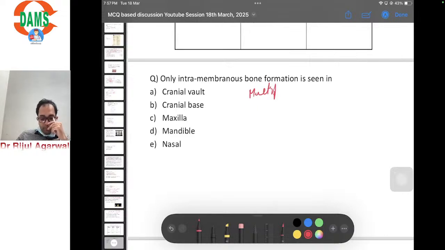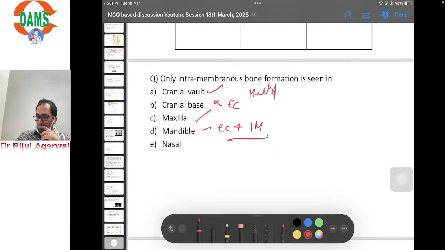B, C. A and C. So I'm saying C only. So most of you are agreeing with A and C. Cranial base, okay, it's both endochondral, mandibular is E, endochondral plus intramembranous both.